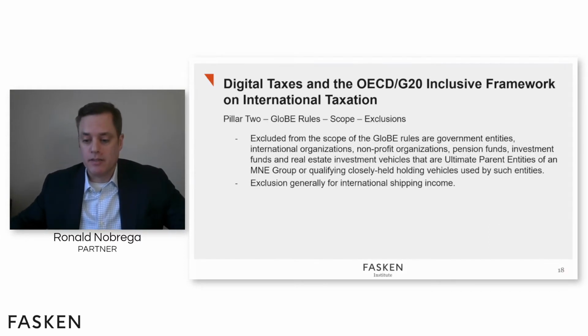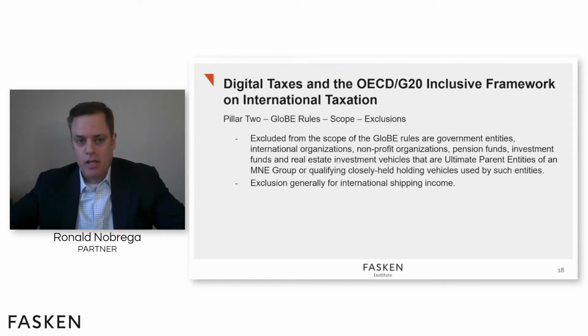Next slide, please. There are many entities that we excluded from the global rules. Those will include government entities, international organizations, not-for-profits, pension funds, many investment funds and real estate investment vehicles that are ultimate parent entities or are closely held by ultimate parent entities. There's also a general exclusion for international shipping income. Next slide.